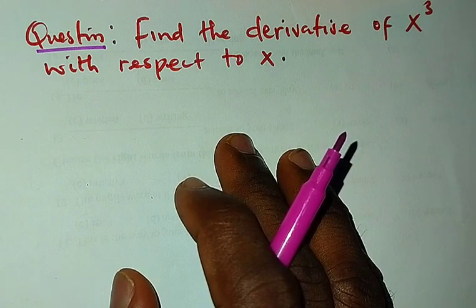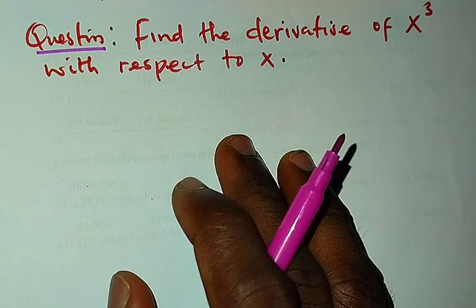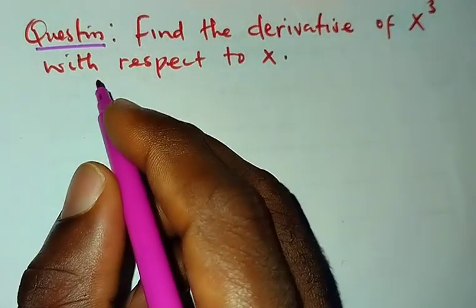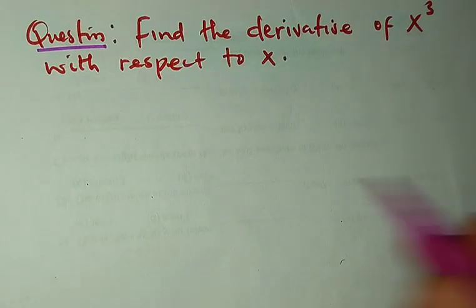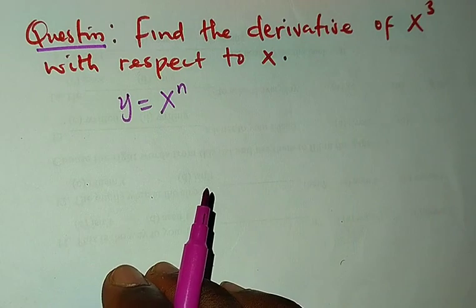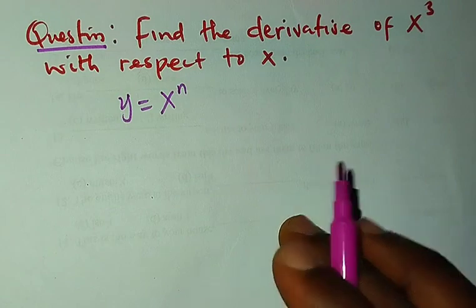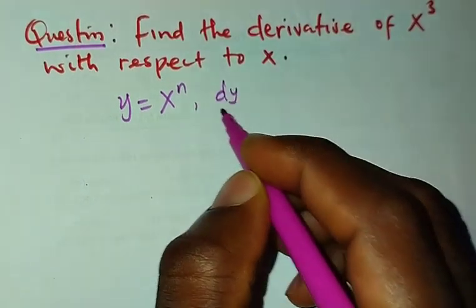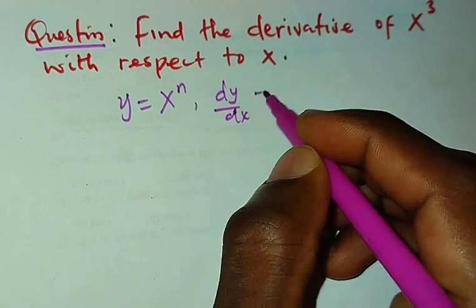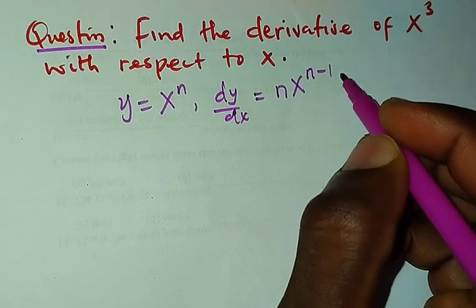In today's tutorial, we are going to be finding the derivative of x to power 3 with respect to x. So from here you can see that this function is actually the function of the form y equals x to power n. And from the last video I told you that to find the derivative of this kind of function, it's going to be dy/dx equals n multiplying x to power n minus 1.